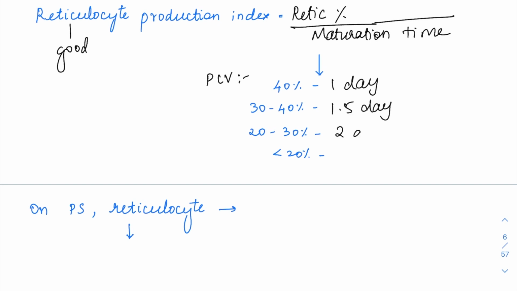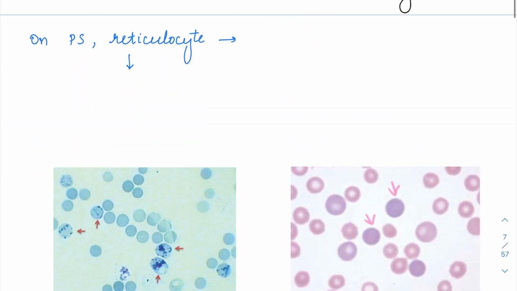20 to 30% it is going to be 2 days, and less than 20% it is going to take 2.5 days to mature. Okay. So this is the best indicator actually. So reticulocyte percentage divided by the maturation time will actually give an actual appearance of the proper reticulocyte count. Okay. So on peripheral smear, how do these reticulocytes appear?